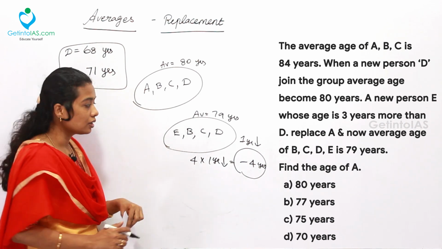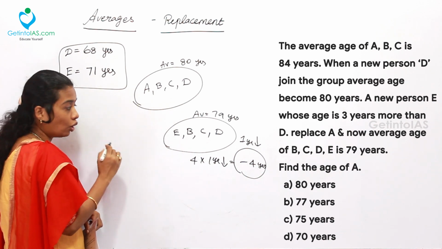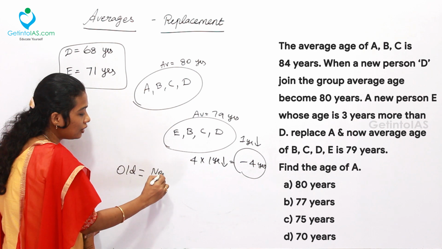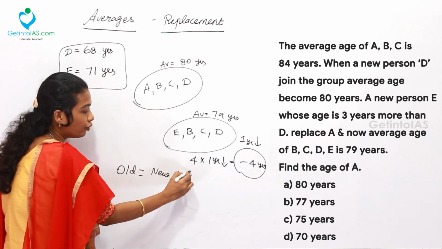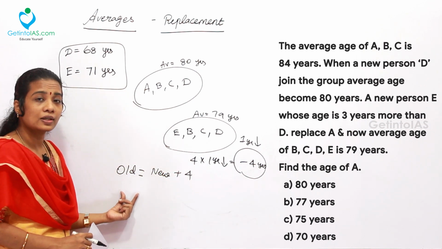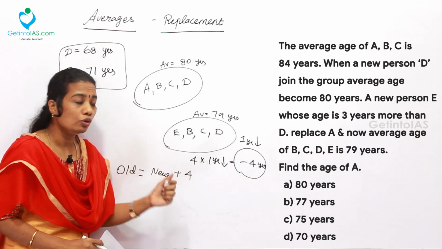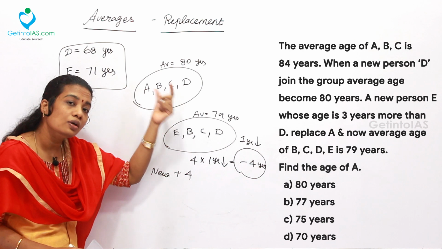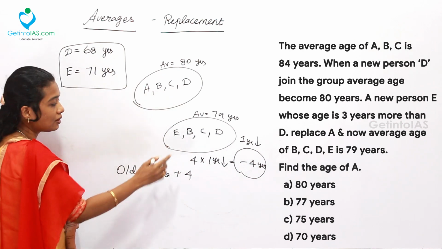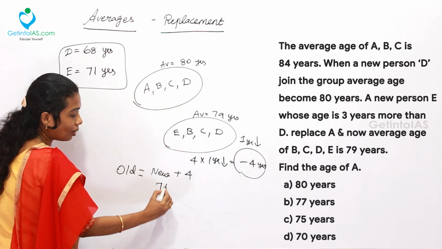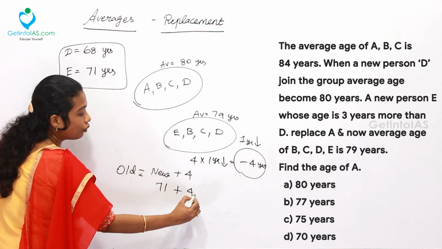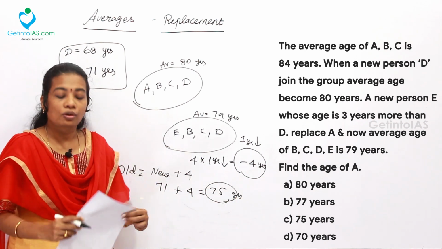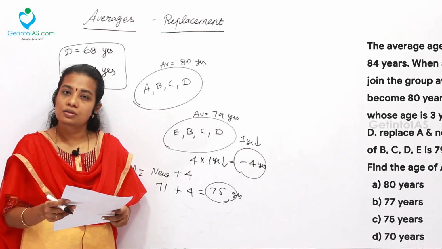Now our point is, what is the age of A? Old person's age will become new person plus 4. If the new person were being asked, you would generally subtract the value. Here the requirement is to find A. A will be definitely 4 years more than E. So directly you can substitute E's age 71 plus 4, which is equal to 75 years, and this is the exact age of A, which is given in option C.